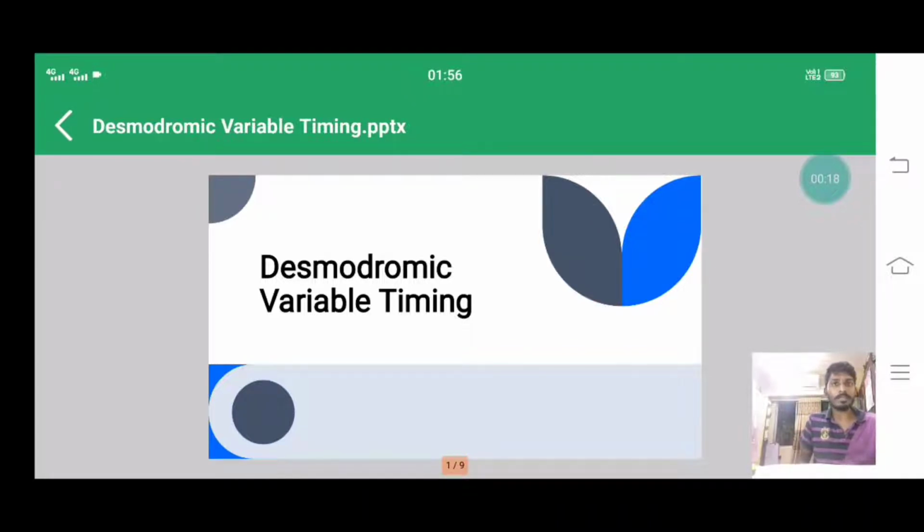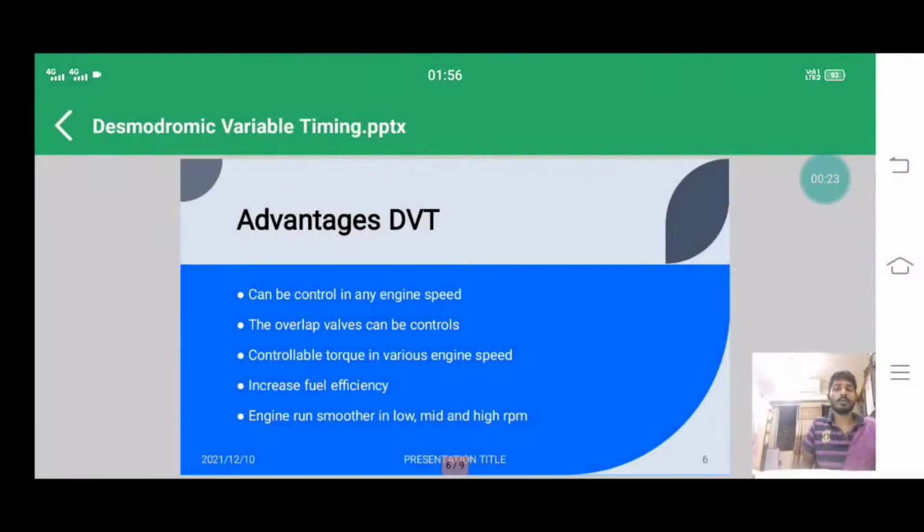So today I'm going to talk about my assignment title, which is desmodromic variable timing. I'm going to talk about the advantages and disadvantages of desmodromic variable timing. As for the advantages of desmodromic variable timing, or DVT for short, it can be controlled at any engine speed. Secondly, the valve overlap can be controlled, with controllable torque at various engine speeds. It increases fuel efficiency, and the engine runs smoother at low, mid, and high revolution speed, that means RPM.